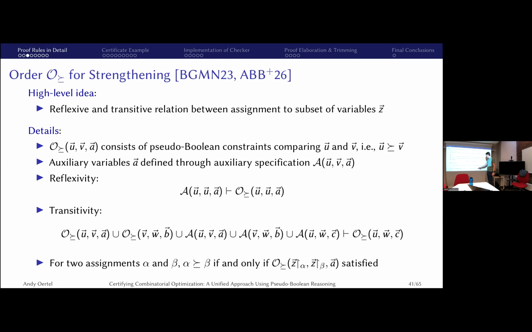And then if we have an assignment, we just apply a restriction. So we have an assignment alpha and beta here, for example, and alpha is greater equal beta if these constraints are satisfied. This restriction means that for the set variables, we use the value in alpha, and here we use the value in beta.